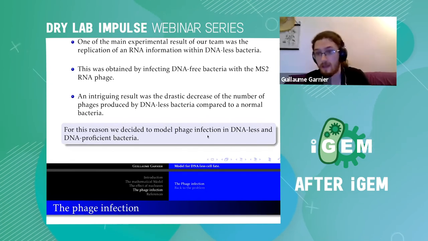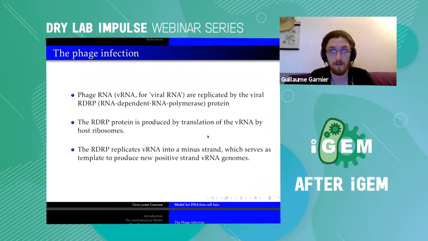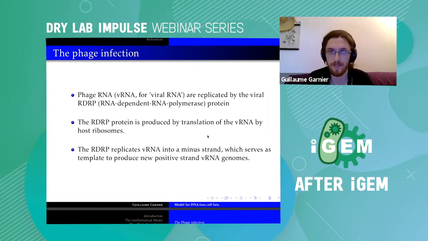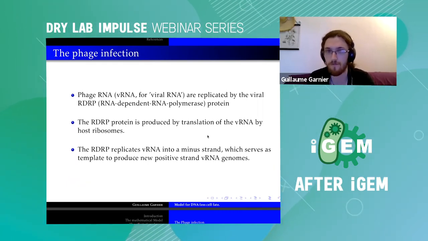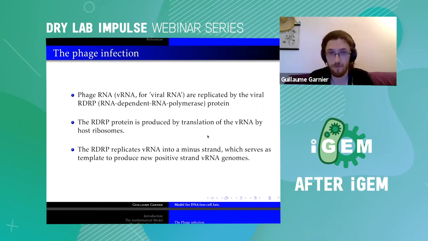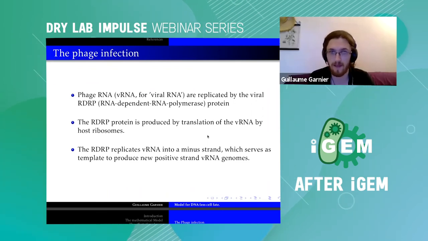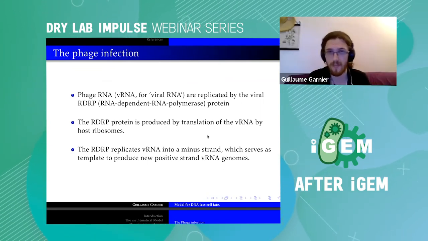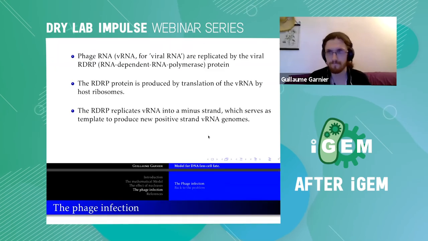So for that, we have to explain how the phage works. The assumption is that the phage RNA will be replicated by a viral protein, the RDRP. And that the RDRP protein will be produced by translation of the viral RNA in the ribosome. We also assume that the RDRP replicates the viral RNA into a minus strand, which serves as template to produce new positive strand viral RNA, to produce new viral RNA inside the cell.